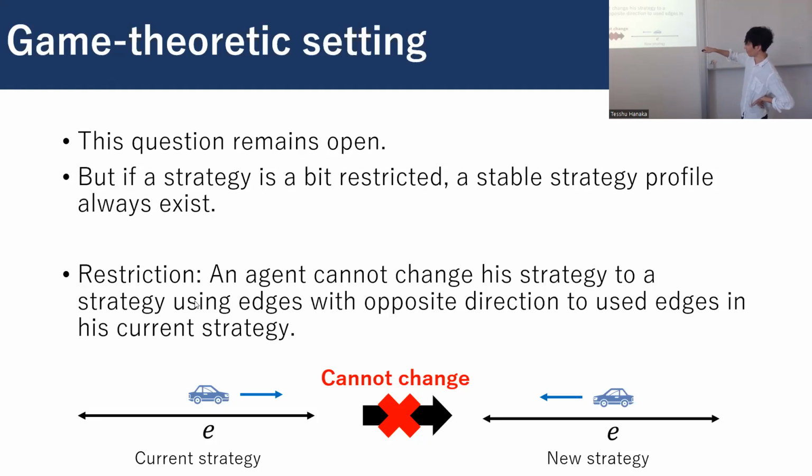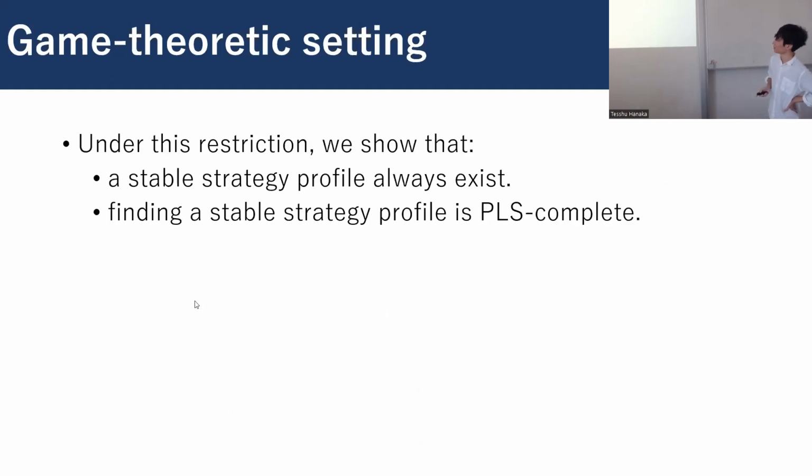So, for example, the current strategy of an agent is this one, and in this situation he wants to change the strategy, but we can't. He can't choose a strategy using the opposite direction of E. And under this setting, we show that a stable strategy profile always exists, and finding a stable strategy profile is PLS-complete.